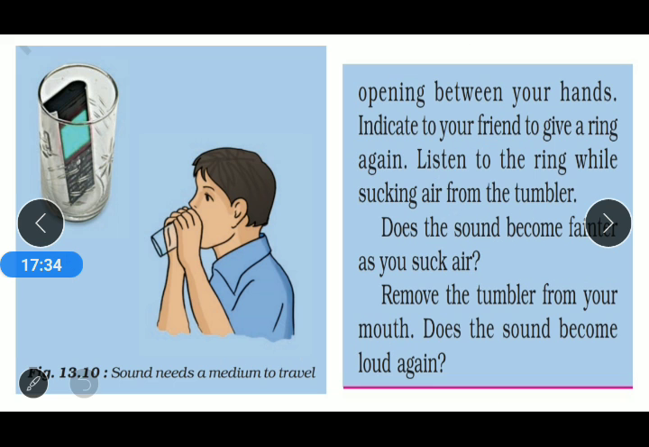So what is the first thing we are going to do? As you can see according to the picture, what are the first two steps we need to follow? We have to take a metal or a glass tumbler. After that, what are we going to do? We are just placing a cell phone in it.